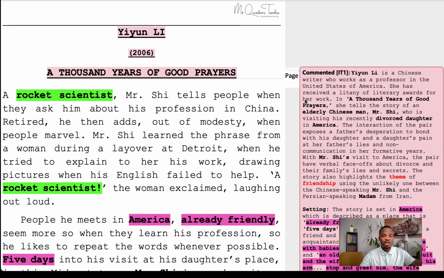So it says, "A rocket scientist," Mr. Chi tells people when they ask him about his profession in China. "Retired," he then adds, out of modesty, when people marvel. Mr. Chi learned the phrase from a woman during a layoff in Detroit, when he tried to explain to her his work, drawing pictures when his English failed him. "Now, a rocket scientist," he exclaimed, laughing out loud. Later, we are going to see that he tries to use his hand to provide visual imagery of what he means by a rocket scientist.